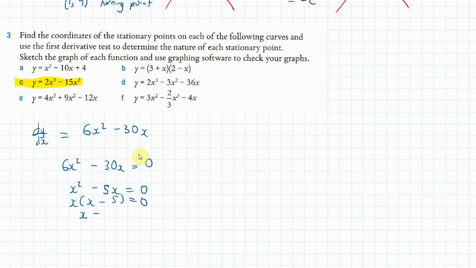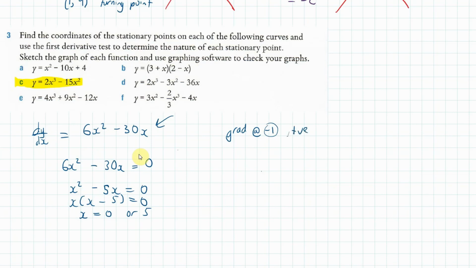So I've got a turning point when x is equal to 0, because 0 times anything is 0, or 5. So I've got 2 turning points. Now, we can check the gradient before x is 0. So I'm going to go gradient at minus 1. And we just pop this minus 1 into this here. So 6 times minus 1 squared is 6, and then minus 30 times minus 1 is positive 30. 30 plus 6, so this is going to be positive.